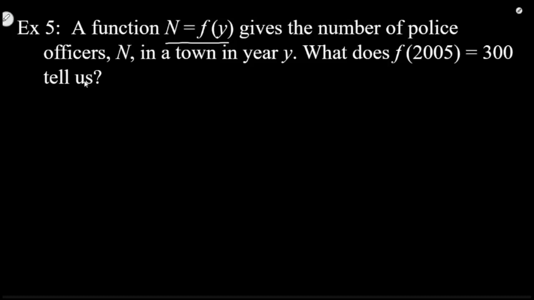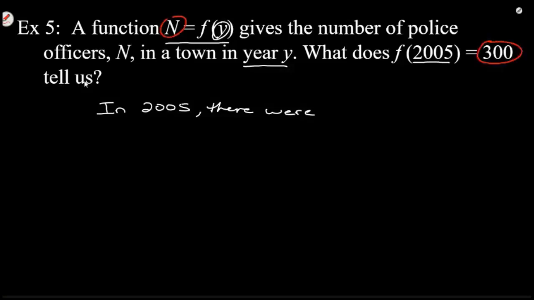What does f of 2005 equals 300 tell us? What does that mean? This is in the place of the y, correct? And what did y represent? It represented the year. So you're exactly right. In the year 2005, there were, and then notice that the n, let's use a different color. N is, the 300 is in the place of the n. And so what did n stand for? The number of police officers. So in 2005, there were 300 police officers.